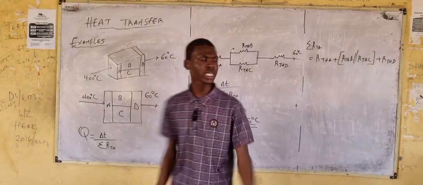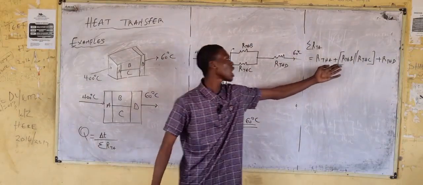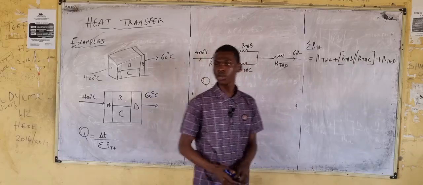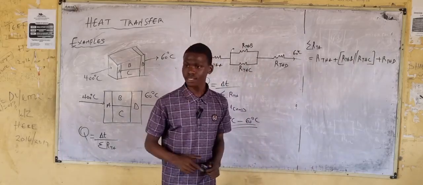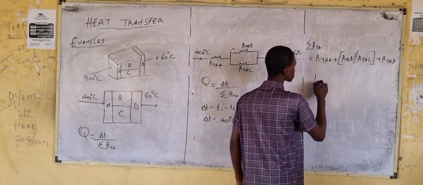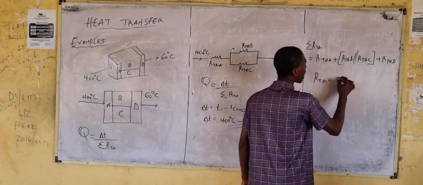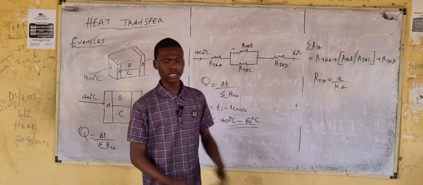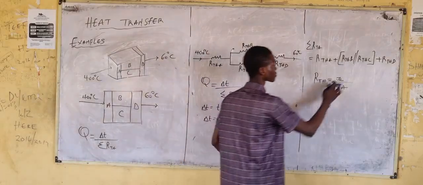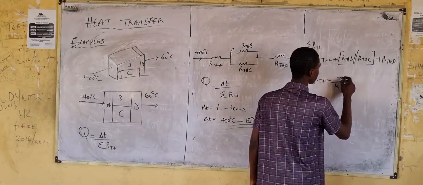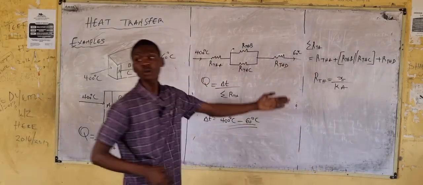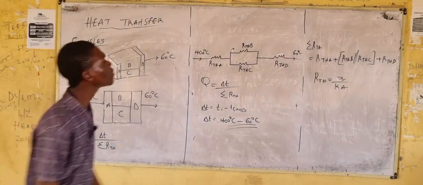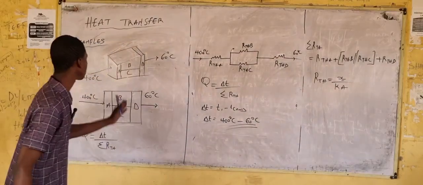But now, how do we get the values of RTHA, RTHB, RTHC, and RTHD before using this formula? Recall that thermal resistance has its formula to be what? X divided by KA. Right? This is what we know for thermal resistance. Okay, let's solve the thermal resistance for each wall.